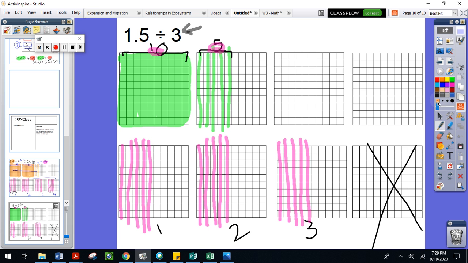Now, in order to find the answer to 1 and 5/10 divided by 3, I look at my columns and I have 1, 2, 3, 4, 5. So I have 5/10 colored in. And again, we have one number to the right of the decimal. 1 and 5/10 divided by 3 is equal to 5/10.